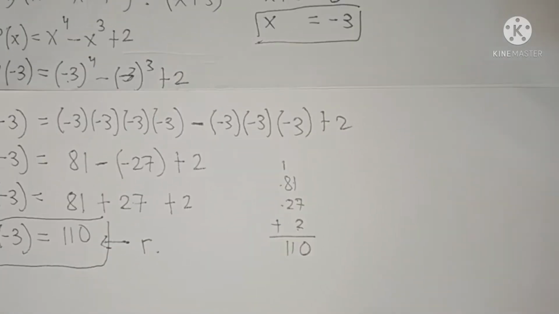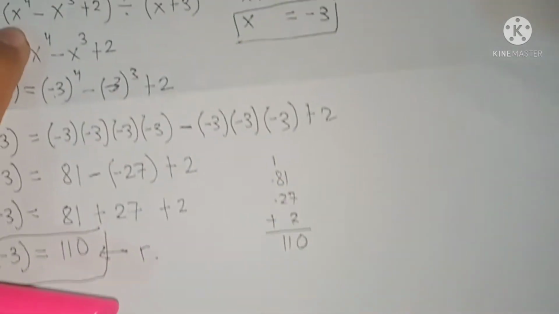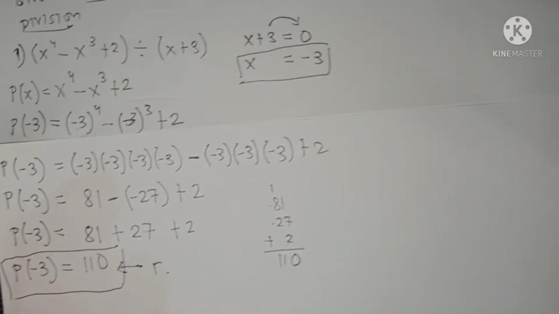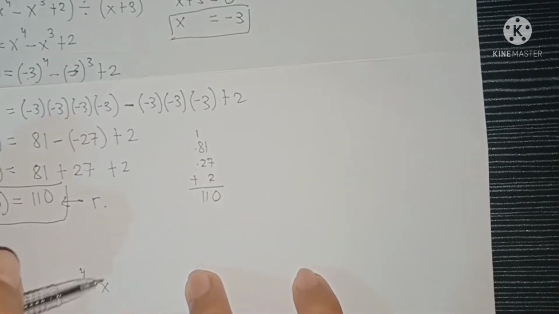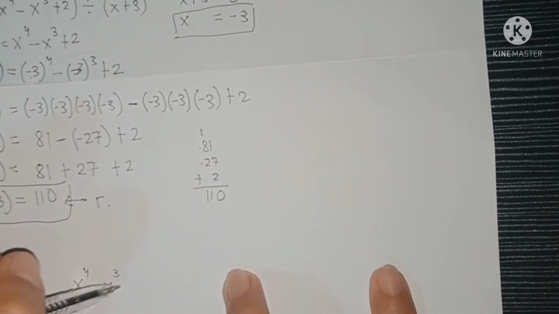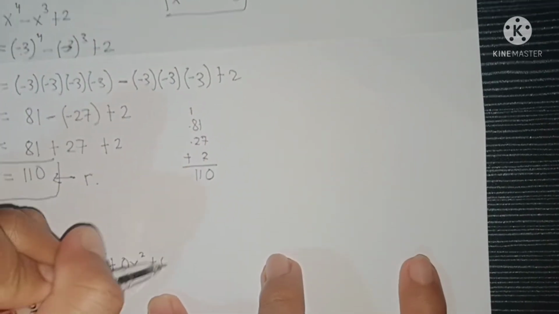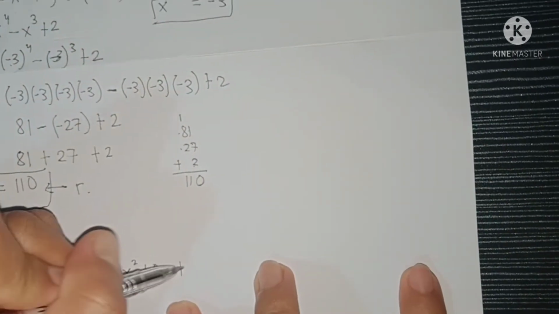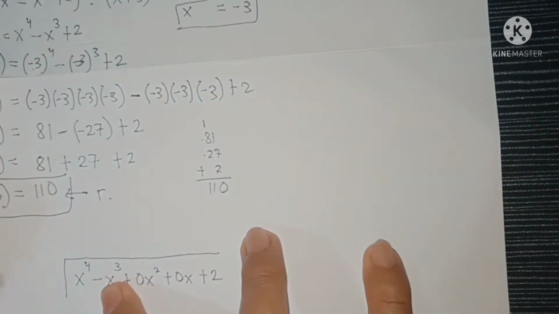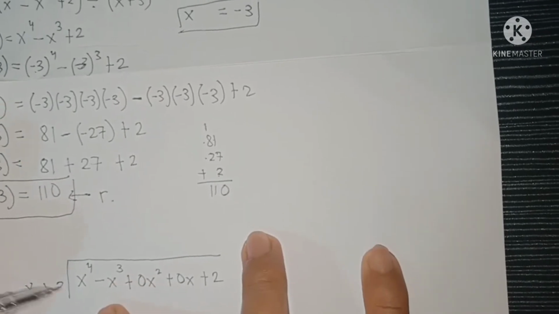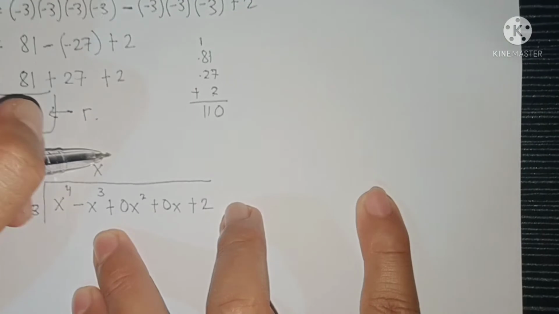First, gamitin muna natin yung long division since ito naman ay example number 1 pa lang. So, you have expressed in standard form. X raised to the 4th power minus x cubed and then may missing term. So, insert tayo ng 0x squared. And then for the other missing term, insert tayo ng 0x and then you have plus 2 divided by x plus 3. So you have x raised to the 4th power divide x is equal to x cubed.